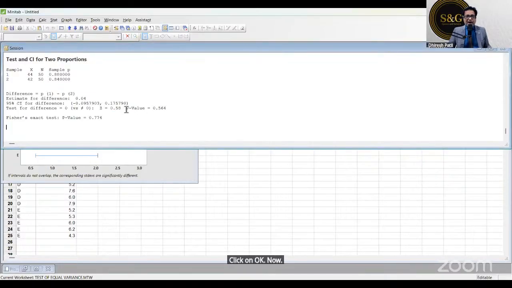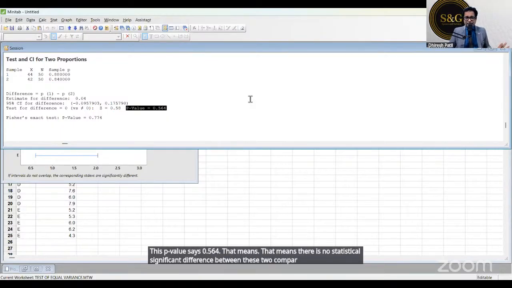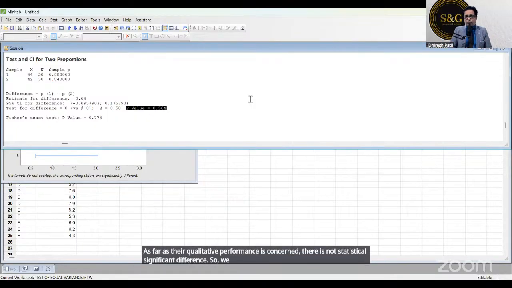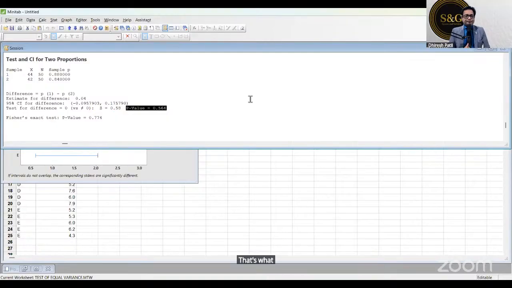Now look at this p-value here. This p-value says 0.564. That means there is no statistically significant difference between these two. So right now you can say that as far as their qualitative performance is concerned, there is no statistically significant difference between both brands, so you can purchase either brand. That's what it means. Clear? Just give me yes in the chat box.